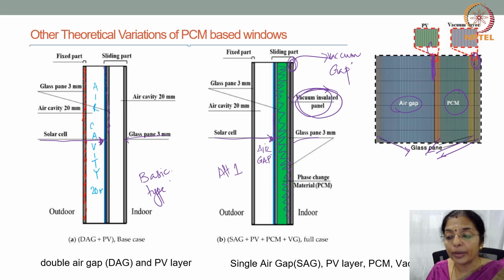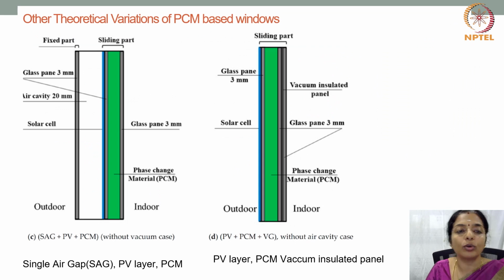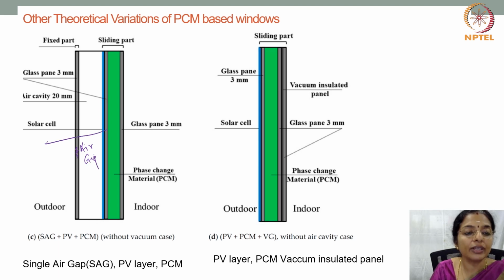Then to make the PCM integrated windows even more efficient, you can have further variations. Like you can have the glass here. You can have the air gap, the solar film. After that, another glass, then the phase change material, and just the glass pane.